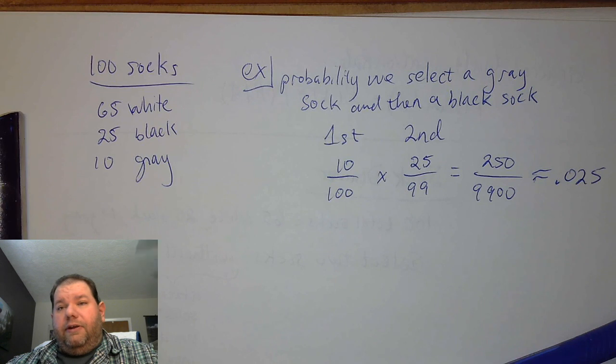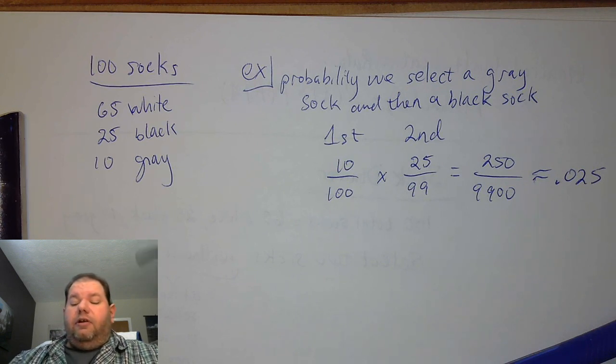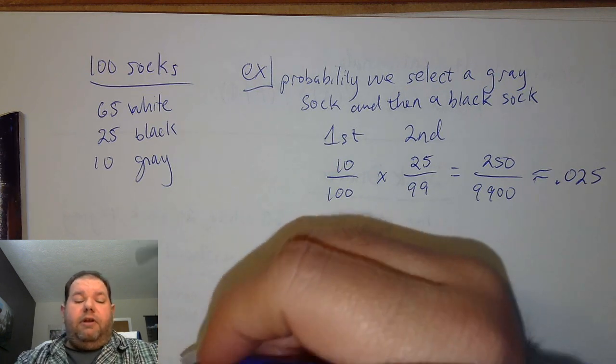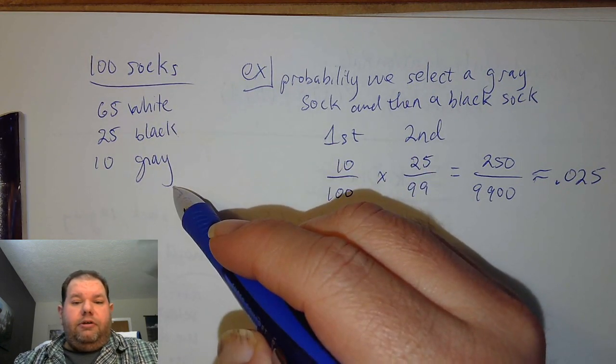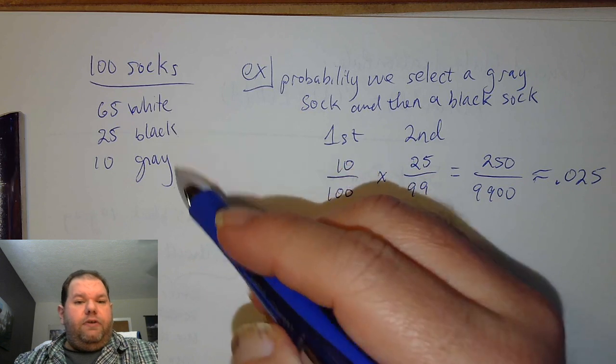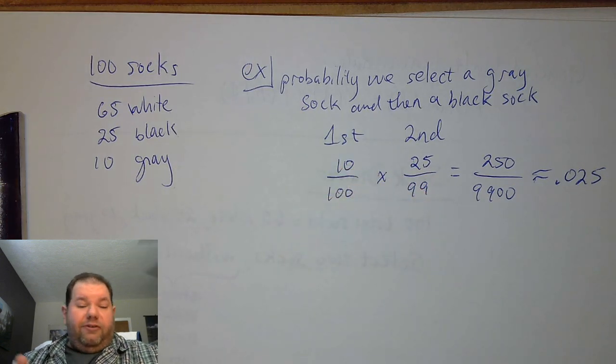In order to guarantee that we have a matching pair of socks, we would have to select 4 socks. That'd be the minimum number. Because what happens is, if in our first 3 socks we pick one of each color, then the 4th sock has to match one of those first 3. And that's the worst case scenario.